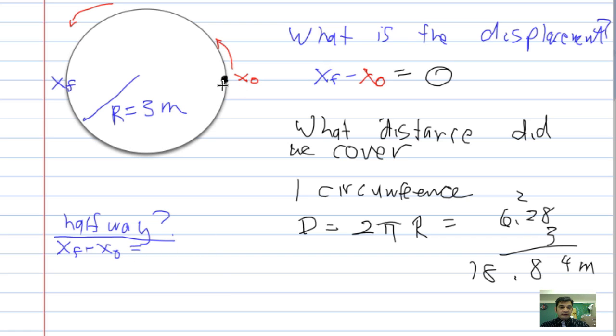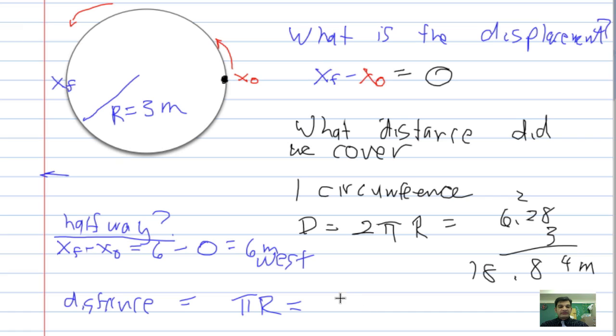And, well, we go 3 meters and another 3 meters. So that ends up being 6 minus 0. Okay. So we have a displacement of 6 meters. And if we ask what direction that is, we would say it's west. So we wound up 6 meters west from where we started. Now, if we look at the distance, the total distance we traveled, that's going to be half a circumference, which is pi r, which ends up being then 9.42 meters of distance covered. So that's a really good way to kind of contrast distance and displacement.